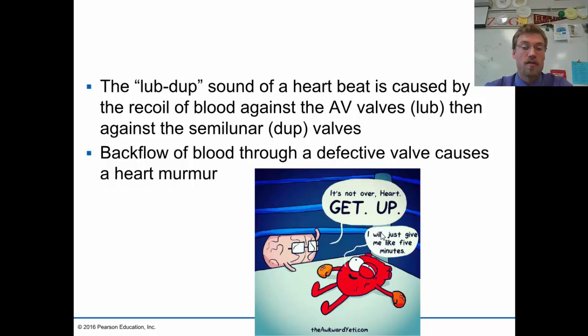The backflow of blood through a defective valve, so if your valves are not functioning properly, is what causes a heart murmur. Physicians can listen for those murmurs and hear it if the lub-dub is not very distinct and clear.